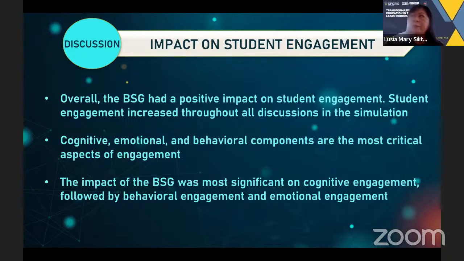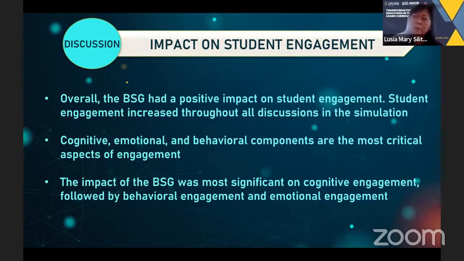The discussion, the impact on student engagement. PSG had positive impact on student engagement. Three of them: cognitive, emotional, behavioral. Cognitive refers to the degree of investment in learning. Behavioral involves the participation. So the students attend, the students participate, automatically they get the behavioral engagement. And emotional, if they are happy, they are satisfied, they enjoy the game, they achieve the emotional engagement. Students are very happy in doing the game.